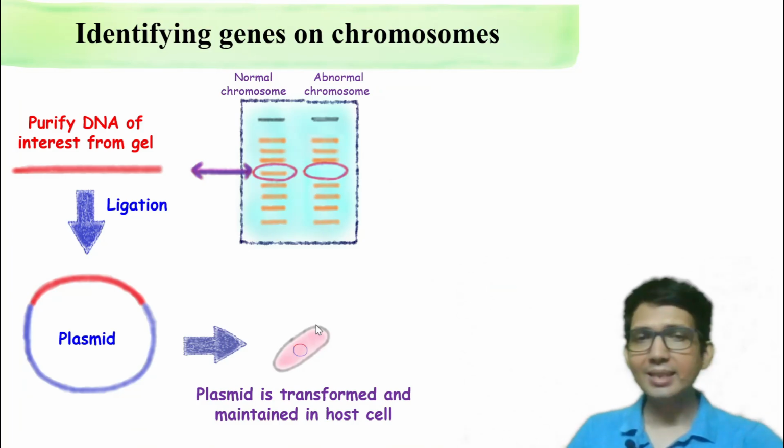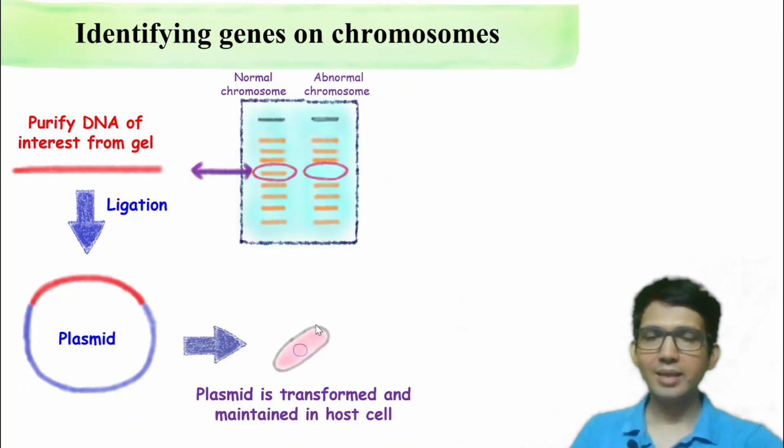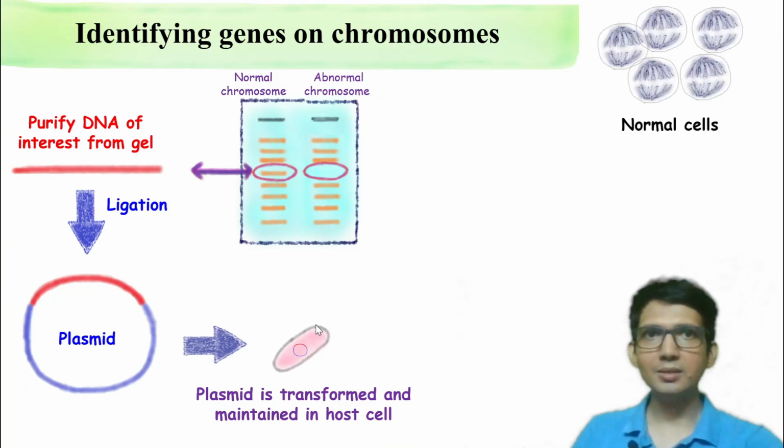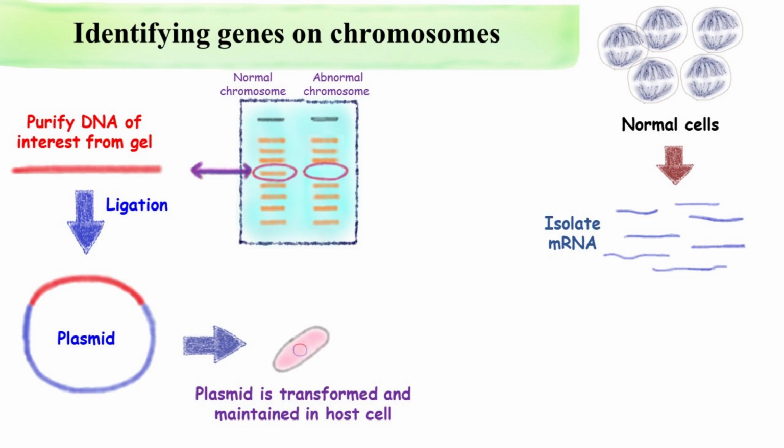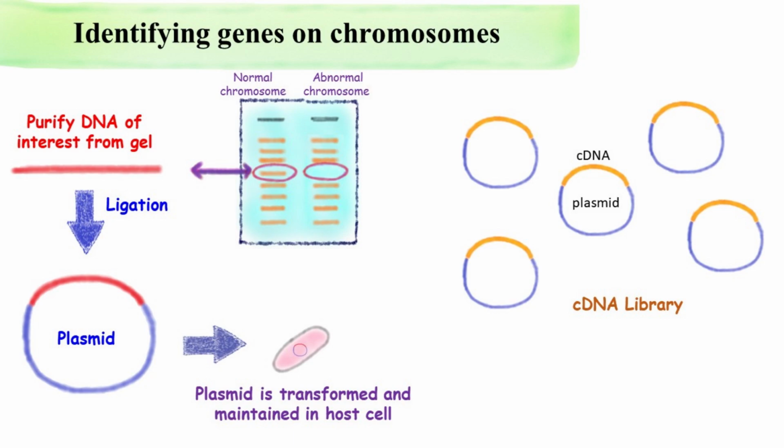Now, besides DNA sequencing of the insert, there is also a second method. In this method, mRNA is first isolated from the normal cells. This mRNA is then converted into cDNA. And cDNA is used to prepare a cDNA library. The cDNA library will have information of all the genes that were expressed in the normal cells.